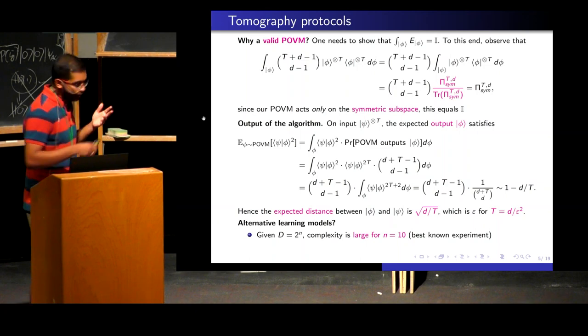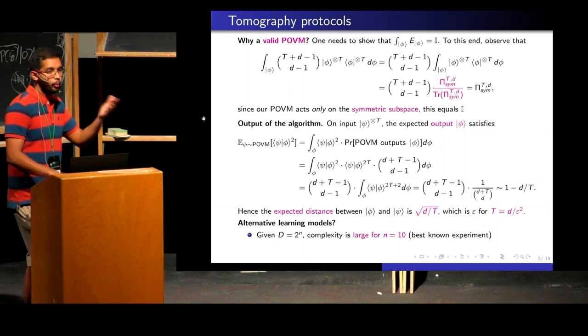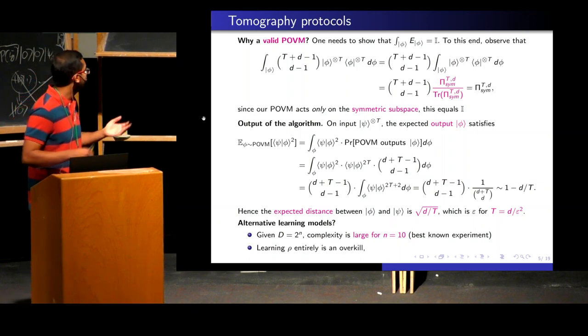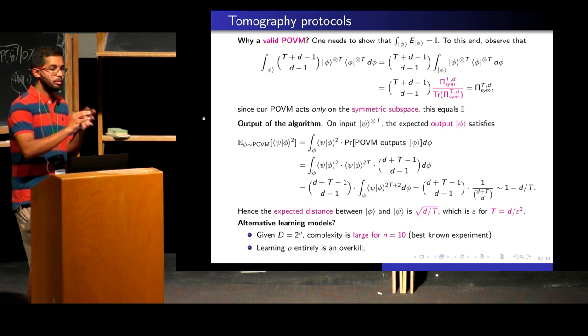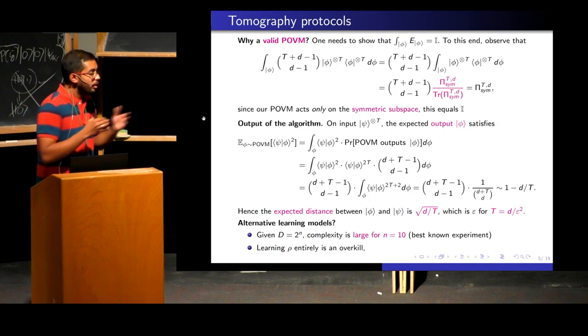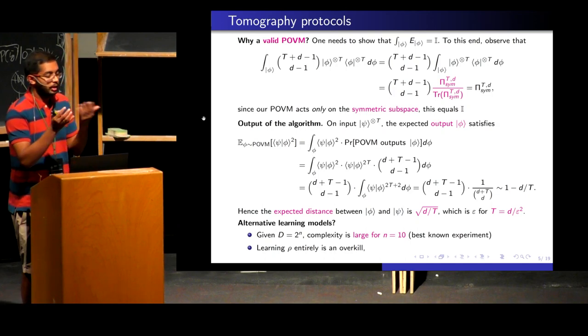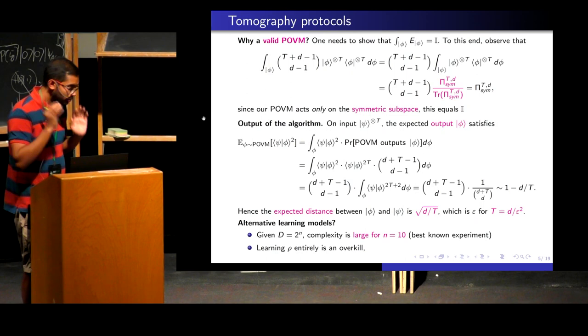And that kind of motivates the question, maybe like, if you want to learn an unknown quantum state, should you do tomography? Do you want to learn the entire quantum state altogether? Or maybe do you just want to learn certain properties about the quantum state? Say, for example, in the physics language, you want to learn some magnetism or electrical properties or something of that sort.